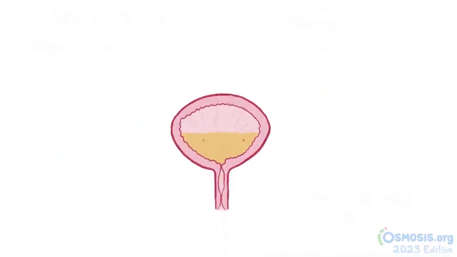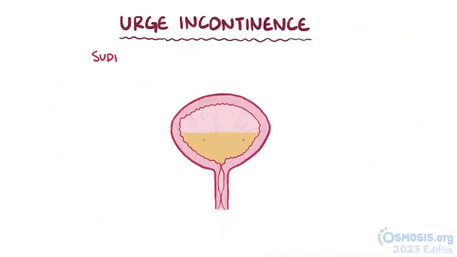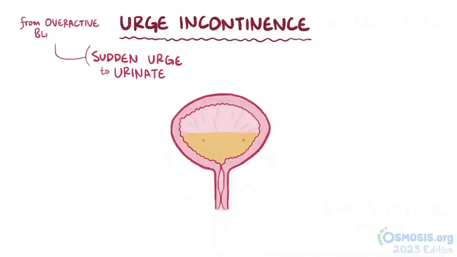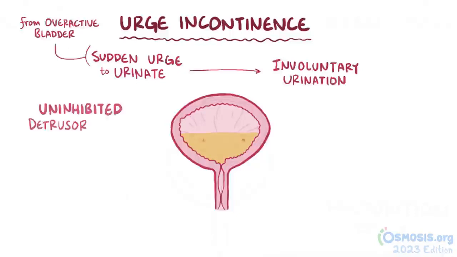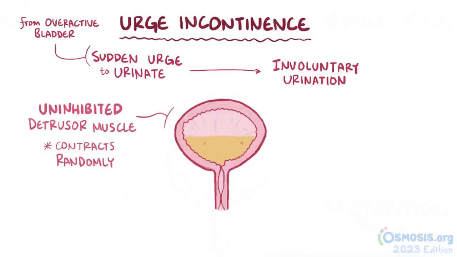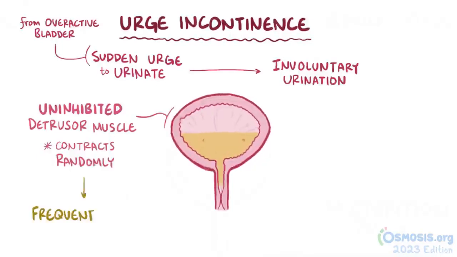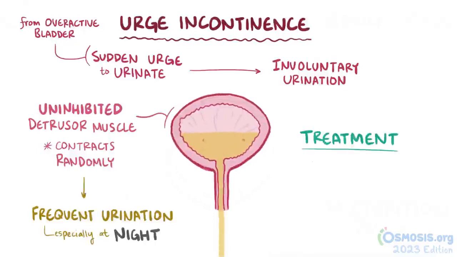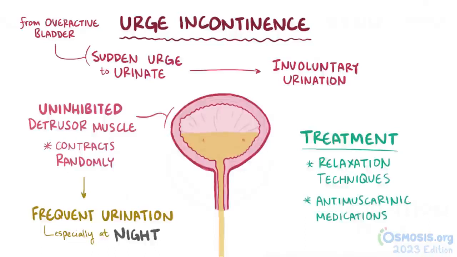Now, there are a few types of urinary incontinence. The first is urge incontinence, which is when someone has a sudden urge to urinate because of an overactive bladder, followed immediately by involuntary urination. This is typically due to an uninhibited detrusor muscle that contracts randomly. This usually results in frequent urination, especially at night. To treat urge incontinence, the focus is on decreasing the detrusor muscle activity. Relaxation techniques to relax the bladder as well as antimuscarinic medications can decrease detrusor muscle contractions.